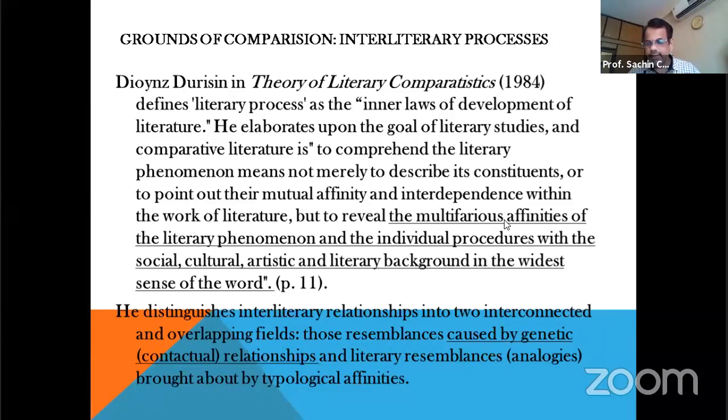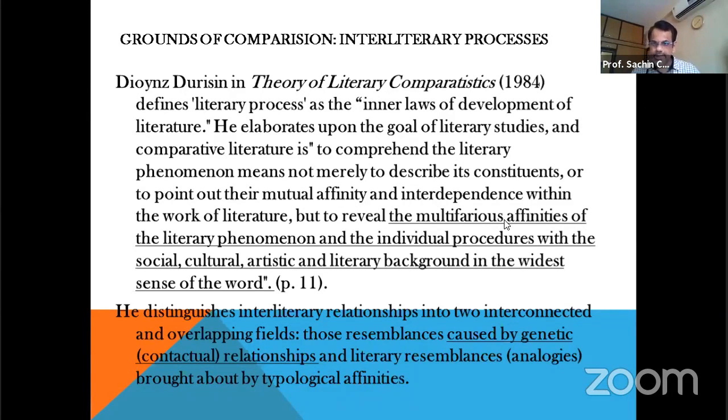So there involves a kind of historical connection in certain cases, like Ghazal in Marathi came with the Persian-Arabic contact. So there is the first kind of interliterary relationship, which is called contextual relationship. And there are literary resemblances which are not brought about by contextual relations. For example, people have drawn parallels between Shakespeare's Winter's Tale and Swapnavasavadatta or Uttar Ramcharit.